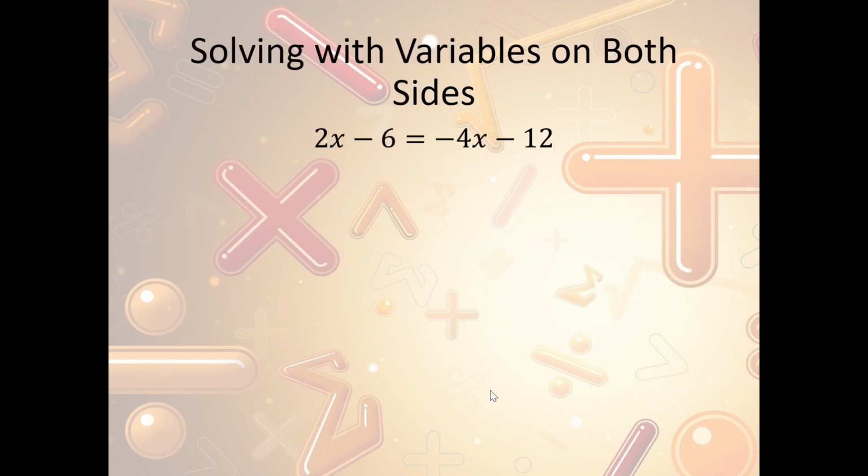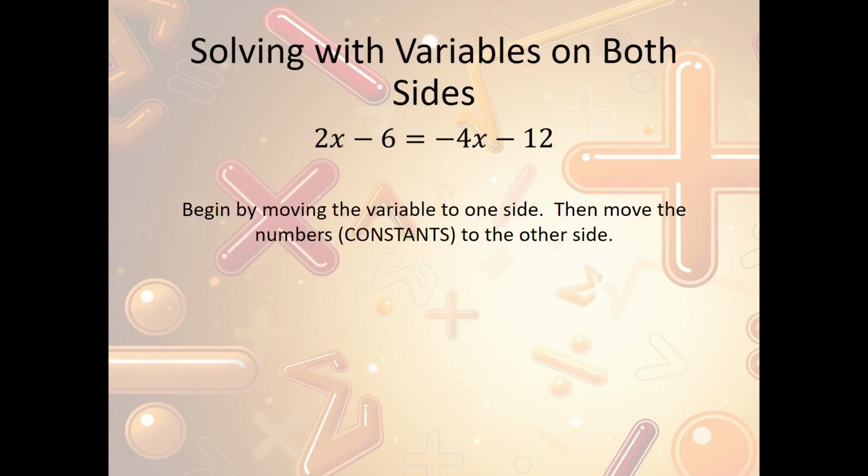Now what if I have variables on both sides? Well, if we have variables on both sides, we're going to move all the variables to one side and all the constants to the other side. So we're going to group these together. We can see that we have a 2x and a negative 4x. Those are my variables. And I have a negative 6 and a negative 12. Those are my constants. So I'm going to move all the numbers to one side and all the variables to the other side. So I could move this 2x to the other side, or I could move the negative 4x to this side. I'm going to move the negative 4x because that'll keep it positive.